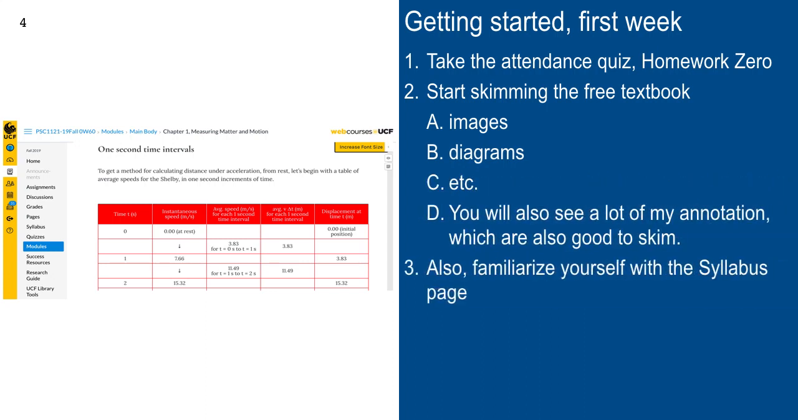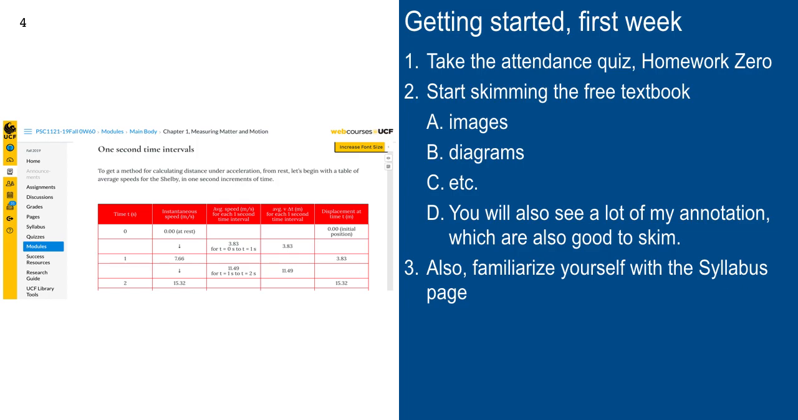And you'll also see some annotations, and I'll be adding those more and more as we go through the semester. And they're also very good to skim. And you'll see what those are as soon as you click on them.